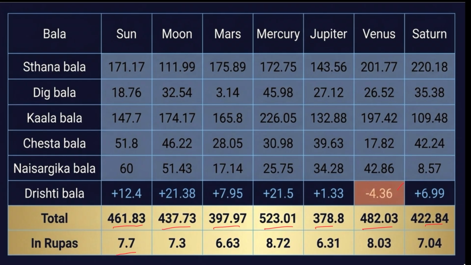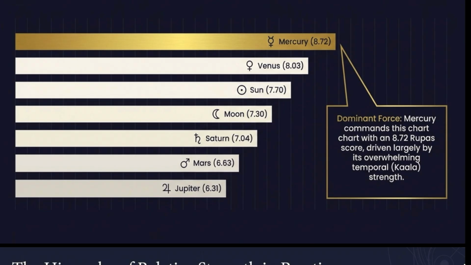For Sun it is 7.7, for Moon it is 7.3, for Mars it is 6.63, for Mercury it is highest at 8.72, Jupiter it is 6.3, Venus 8.03, and Saturn 7.0. These are the basic calculation and the rank. Jupiter is the lowest and Mercury is the highest in the Shadbala Pinda strength calculation.